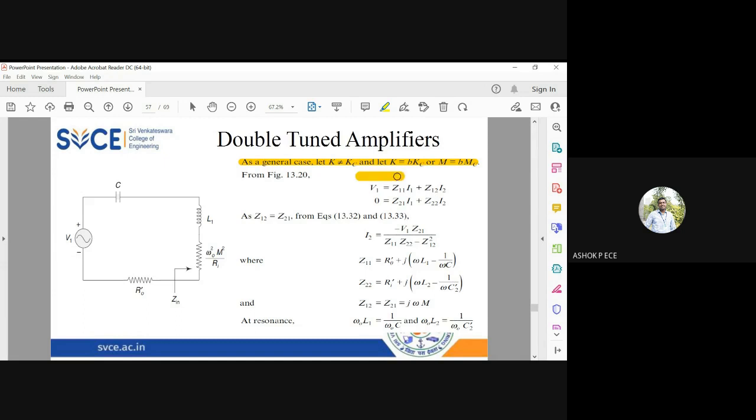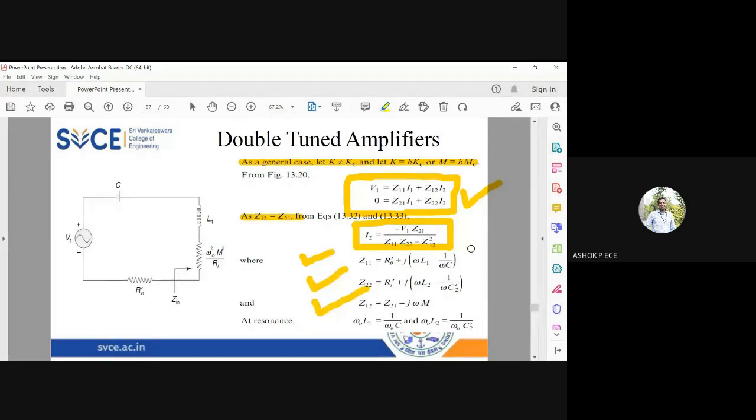Now I am writing the same equations which we have considered: V1 equal to I1 Z11 plus Z12 I2, and 0 equal to Z21 I1 plus Z22 I2. You know Z12 will be equal to Z21 because the mutual inductance is going to be the same. And as usual, you find I2 from this equation. From the second equation, rearranging, you get Z22 I2 equal to minus Z21 I1, and you substitute the expression for I2 in the equation, in terms of Z11, Z22, Z12 and Z21.